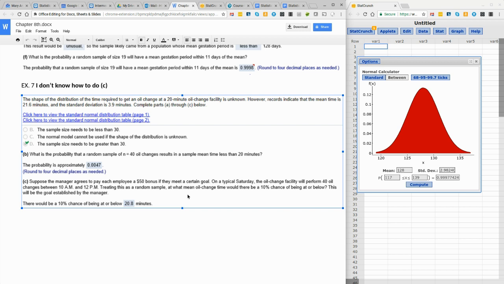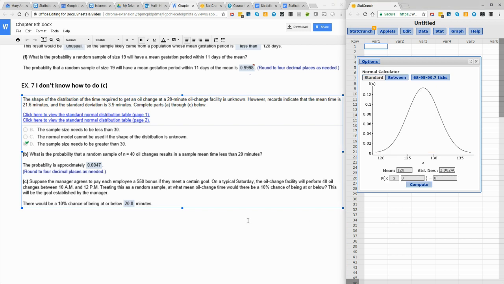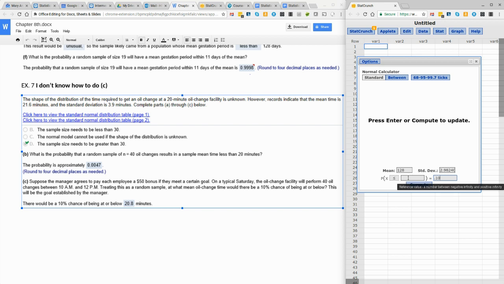So what we do here is we set up our normal curve calculator, and here, because we want to know what mean oil change time would be less than 10% chance, we're going to put 0.1 here, right? That's 10%. And we're trying to figure out what value would create less than a 10% chance of meeting it. So now we need the mean, which is given right here at 21.6.